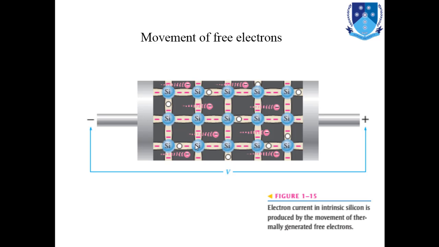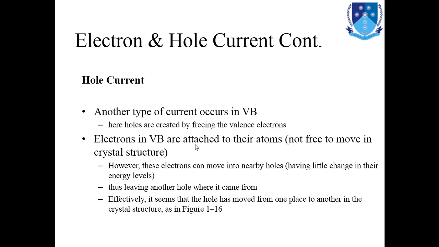So the electronic current produced by the movement of these thermally generated free electrons is known as electron current. The other type of current is hole current. This type of current occurs in the valence band. Here holes are created by freeing the valence electron.